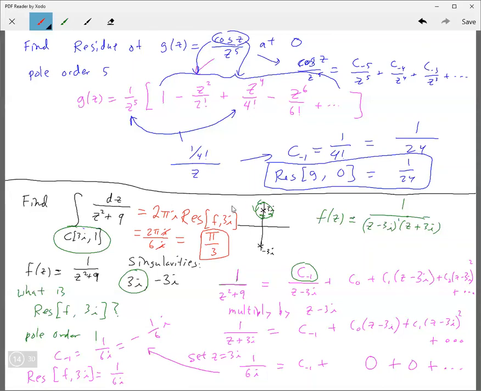Now, if we had a larger circle that includes both of these singularities, then we would find the residue here as well. And what you would find is that the residue is actually -1/6i, and so those would add to 0, and so the integral would be 0. So if you had a larger circle, the integral would be 0. If you had a simple closed curve that contained both of these, then the integral would be 0. Okay, so there's that one.